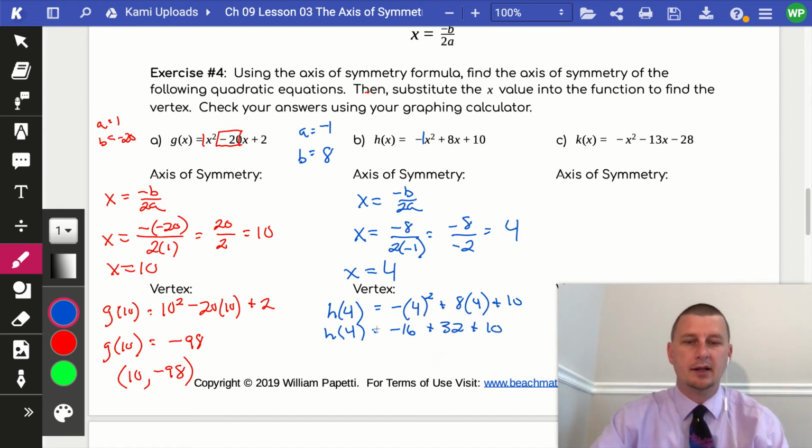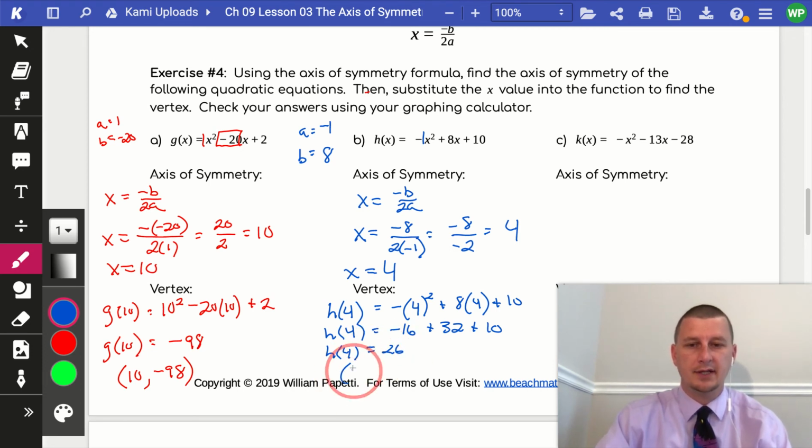And when we combine our like terms, or we just add together all of our constants here, we'll have negative 16 plus 32 is 16, plus 10 is 26. So h of 4 is equal to 26, and that means that your vertex occurs at (4, 26).